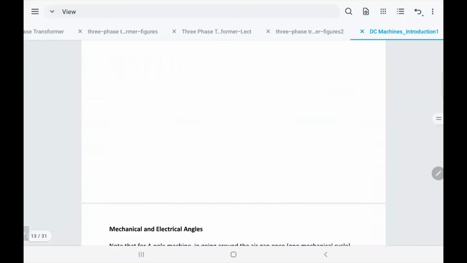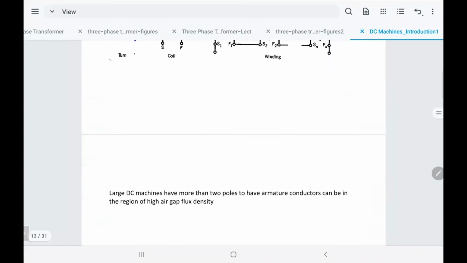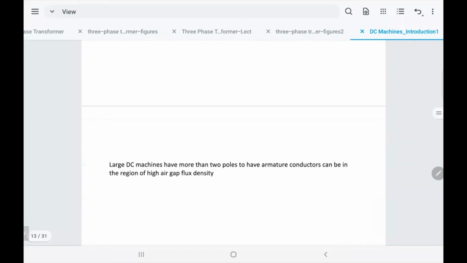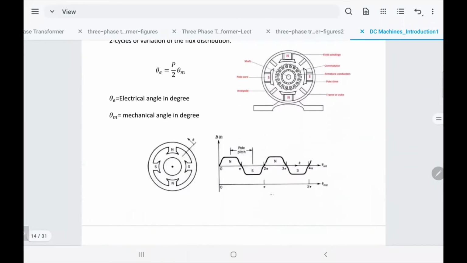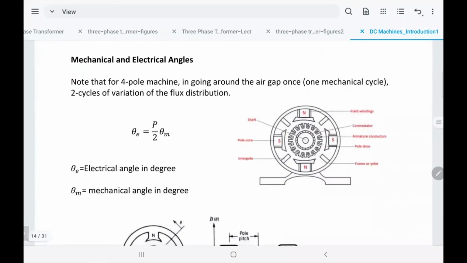Okay, so we now know the terminology used with the DC machine. There is something else also important: the difference between mechanical angle and electrical angle. Let me explain what's the difference between both angles.